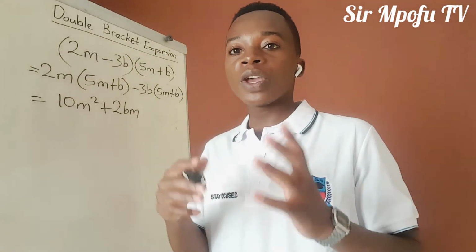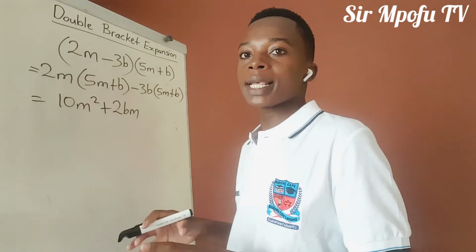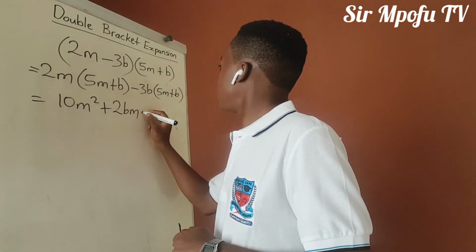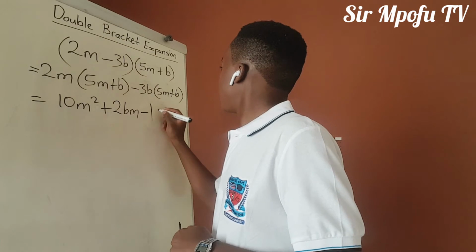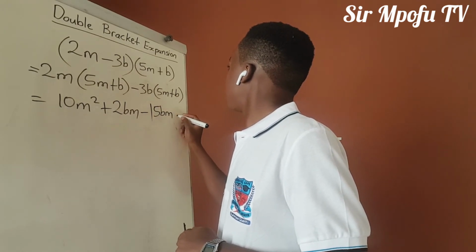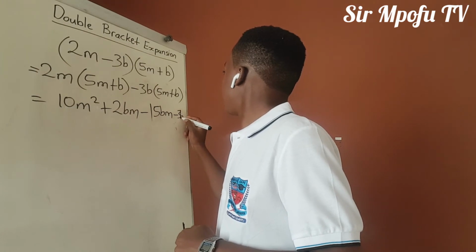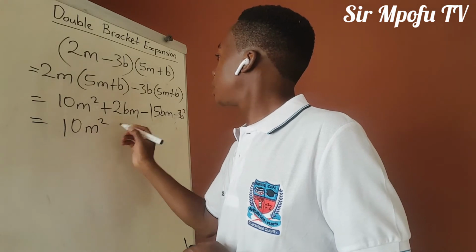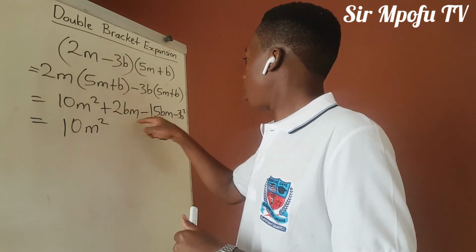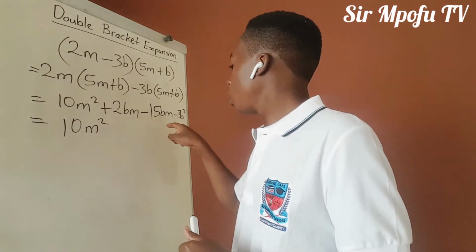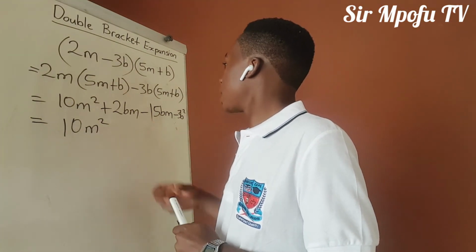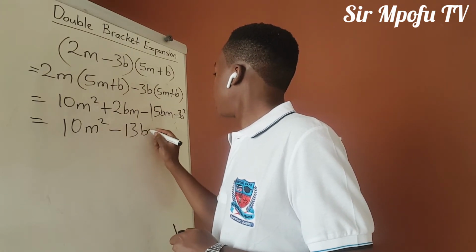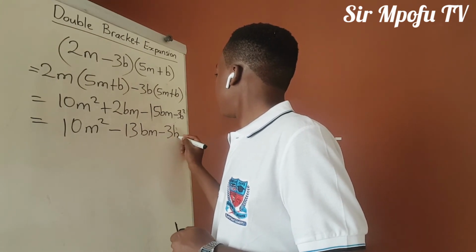Or you just have to know that if you have a negative sign, the negative sign will change all the signs that will be inside the bracket. Here, this is going to be minus 15bm minus 3b squared. Then it's going to be 10m squared. The ones at the middle are like terms, so you can simplify them. 2bm minus 15bm will be negative 13bm, minus 3b squared.